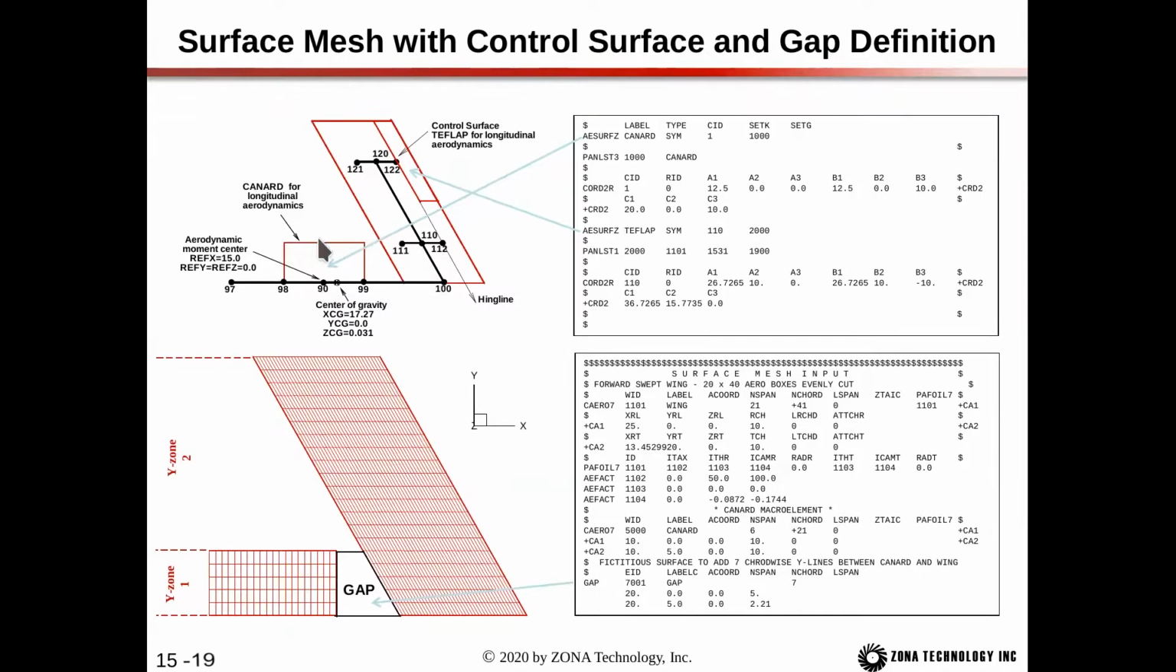And then we have the structure model shown up here with the grid points. We also have a control surface. So the TE flap control surface is shown here. That's defined by this AESURFZ card. The canard right here is defined by this AESURFZ card. We have our CAERO7 for the wing. We have the airfoil shape. We have the CAERO7 for the canard. And then we have the gap defined in here.